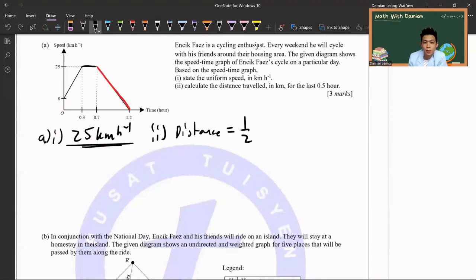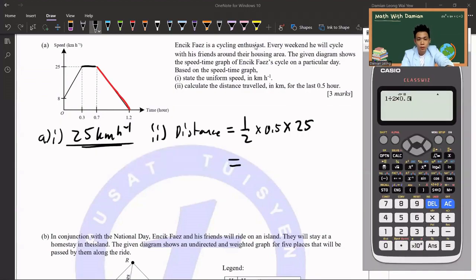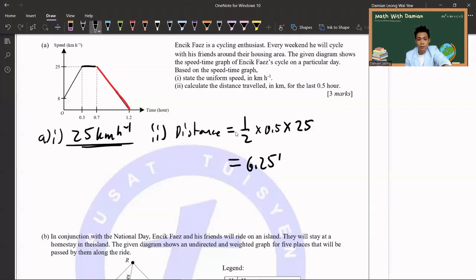So half times base, 0.5 hours, times the speed, 25. So if you calculate, half times 0.5 times 25, I get 6.25 km. That's it. Okay, everything is in the correct units, so no unit to be changed. But if, let's say, they don't put in hours, this is in minutes, make sure to change it to hours, because km per hour for the speed.